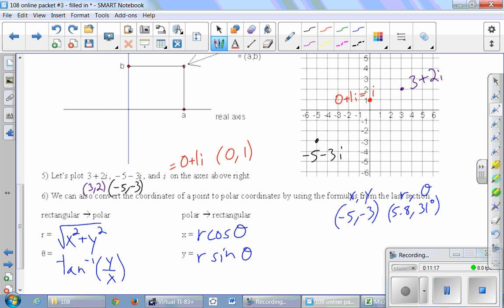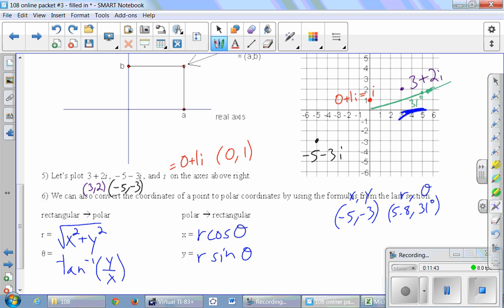Okay, let's see if we believe that. So we would go to 31 degrees. So 31 degrees ballpark is like there. And then 5.8 away, let's see. So if we go out to here, that's a little bit more than 5. So maybe here-ish, something like that. And is that right? Well, -5, -3, it's not anywhere in the first quadrant. We plotted it already. It's down here. Oh, we made a mistake.